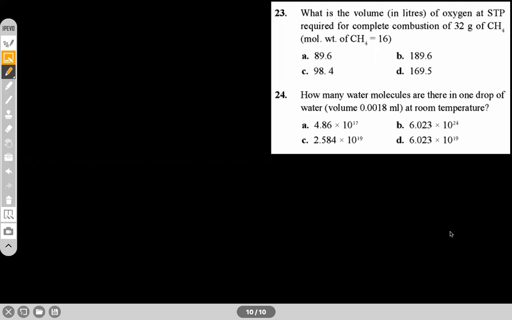No, room temperature is around 20 degrees Celsius. That if you convert into Kelvin, it will be around 293 Kelvin. Around 20 degrees Celsius is the room temperature.